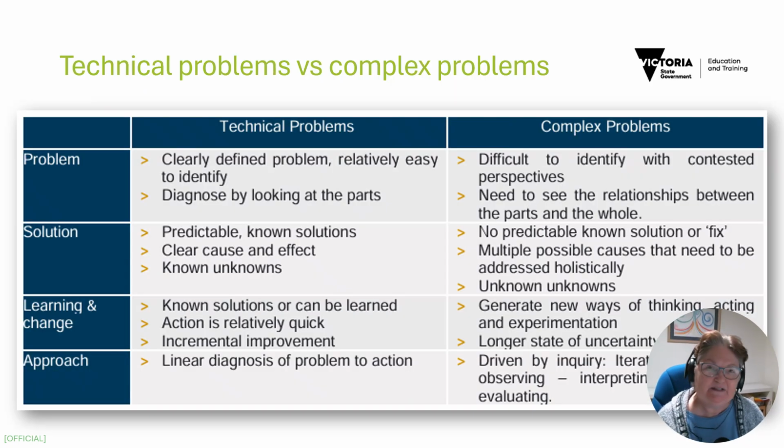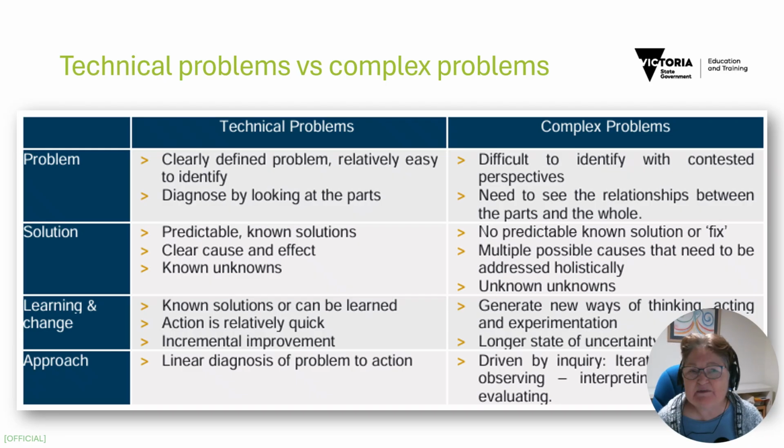There's a difference between what we call a technical problem and a complex problem, and there are some easy to see differences here. So a technical problem, you can figure out what the problem is, and everybody can usually agree on that. And you can diagnose problems by looking at parts of the problem. Whereas with a complex problem, there are different perspectives on what the problem actually is and what the solutions might be. And it's very difficult to analyze the problem just by looking at certain parts. You need to identify the relationships between the parts of the problem.